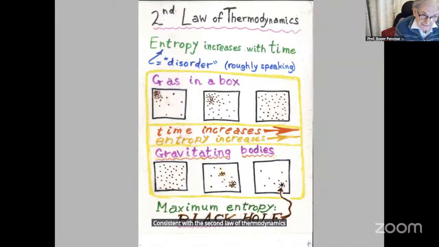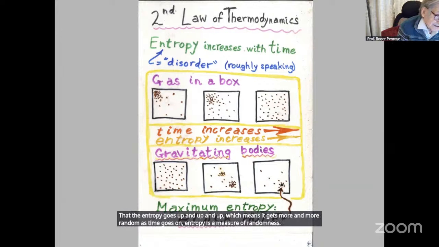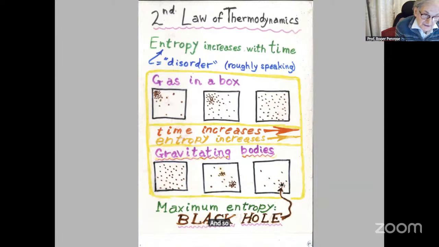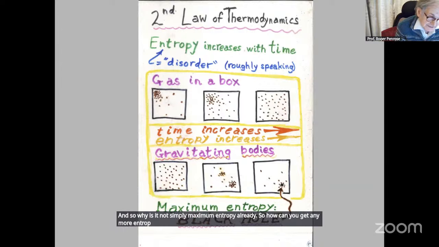The second law of thermodynamics says that the entropy goes up and up and up, which means it gets more and more random as time goes on. Entropy is a measure of randomness. And so why is it not simply maximum entropy already? So how can you get any more entropy? It's already at a maximum.